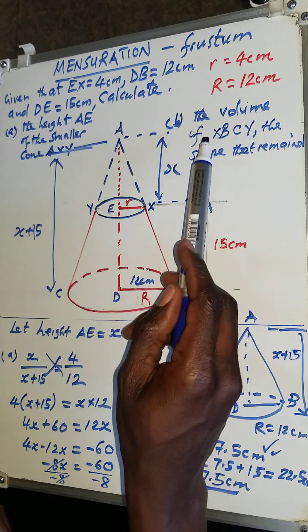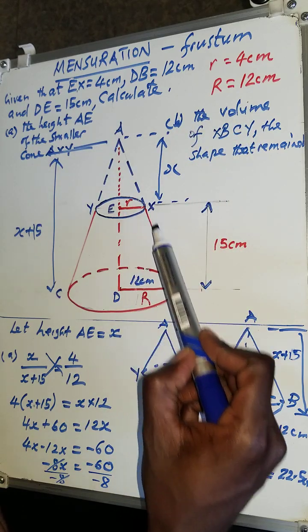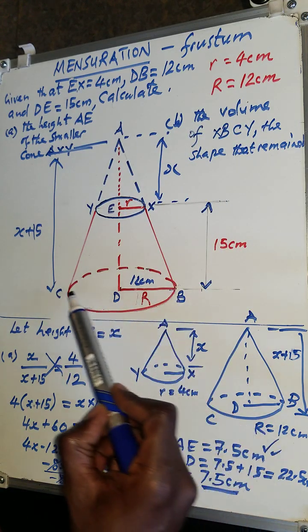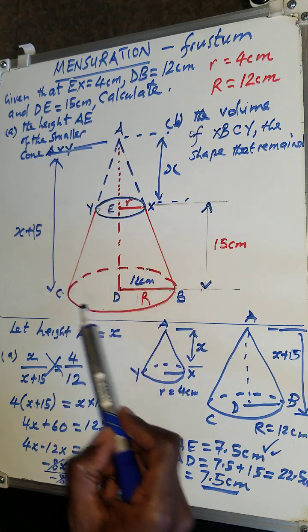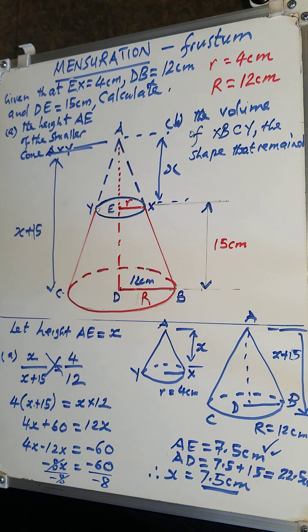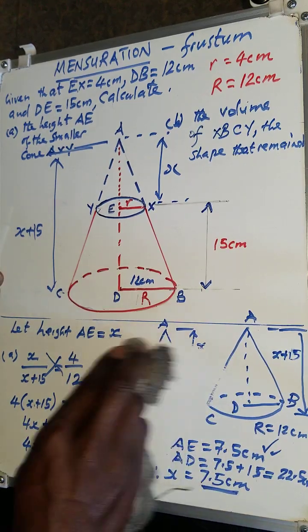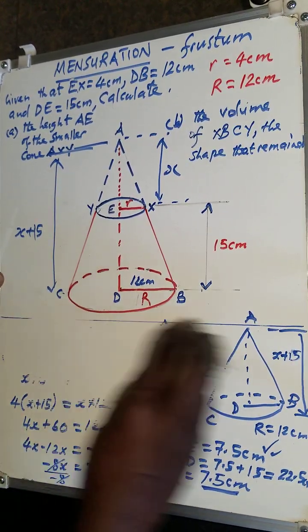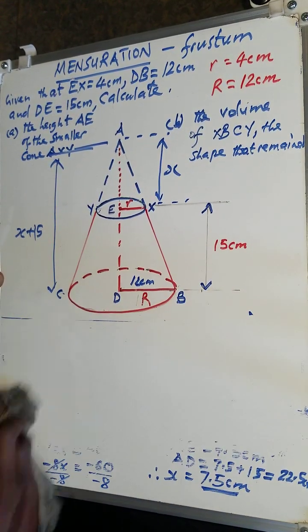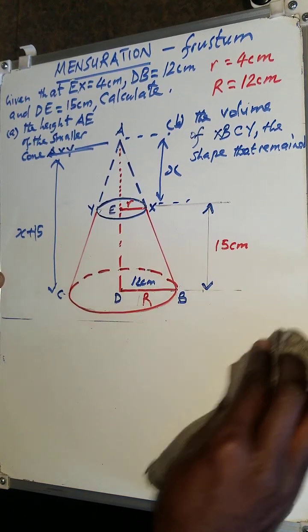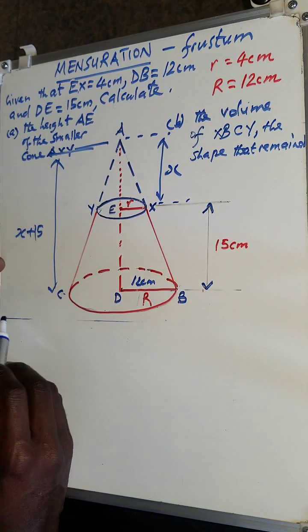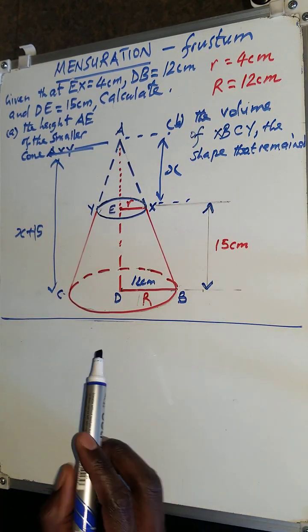Alright, so in the next one, the B part, it says the volume of XBCY. So they want us to find the volume of the frustum. So how do you get the volume of the frustum? Well, for you to get the volume of the frustum, it's very simple. Let me show you how you can do it. Later on, I'll show you a simple method that you can use when finding the volume of the frustum.